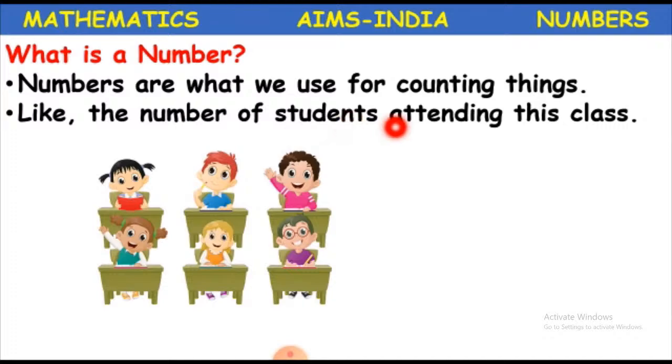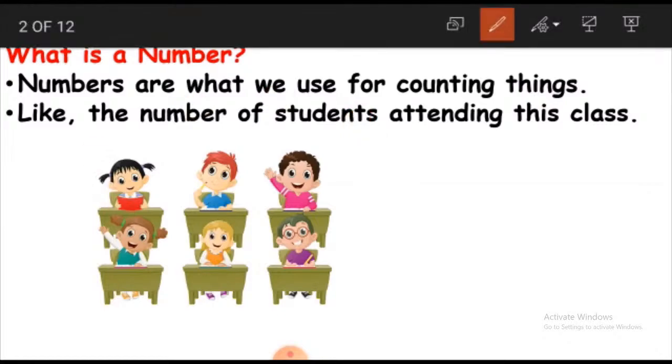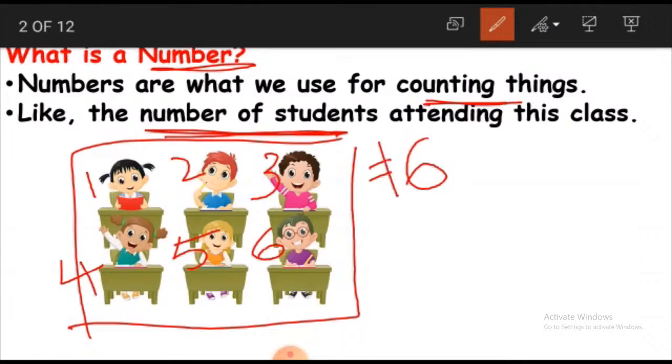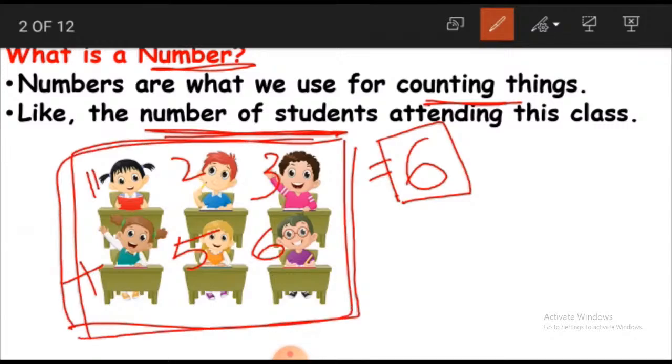the number of students attending this class. Now look at this image here. There are few students attending this class. With the help of numbers, what we'll find out is the number of students in this particular class. We will count 1, 2, 3, 4, 5 and 6. How many students are there in this class? 6. Now 6 is a number which we got by counting the number of students in this class. So numbers help us in counting things.